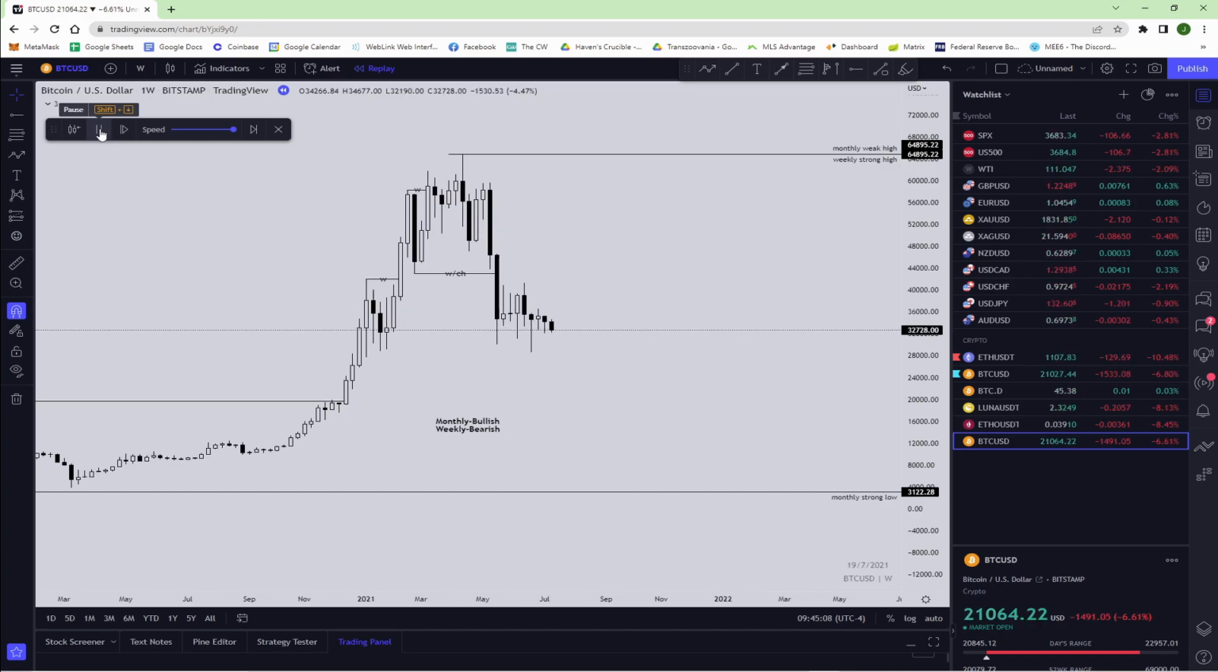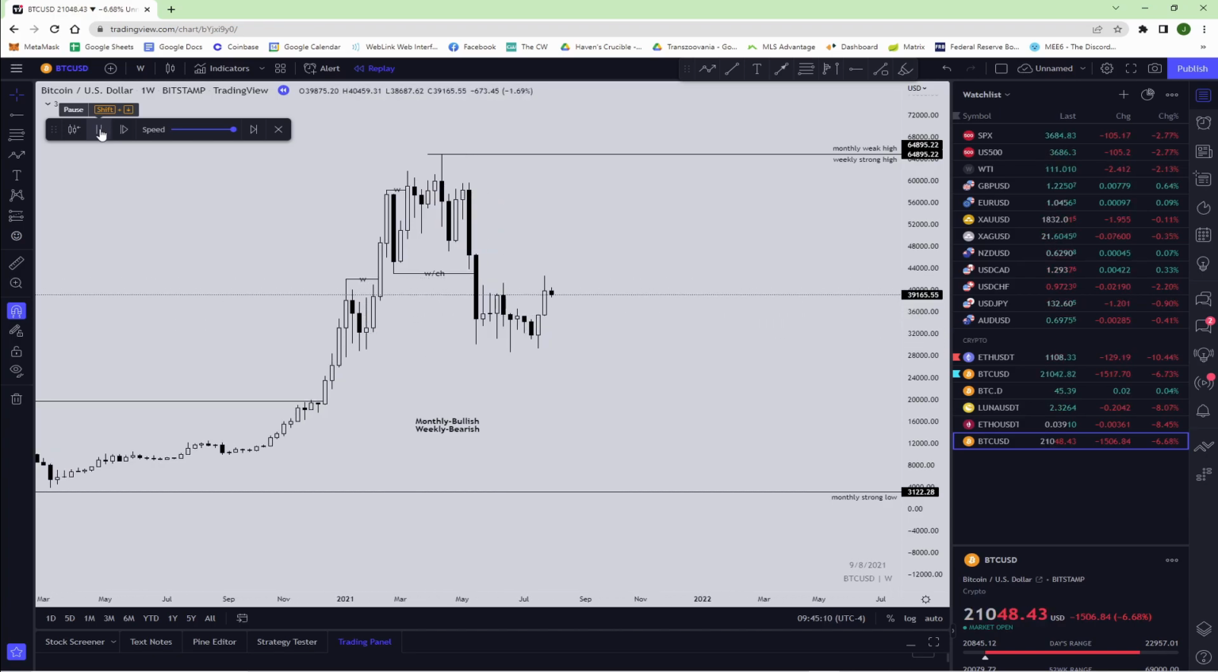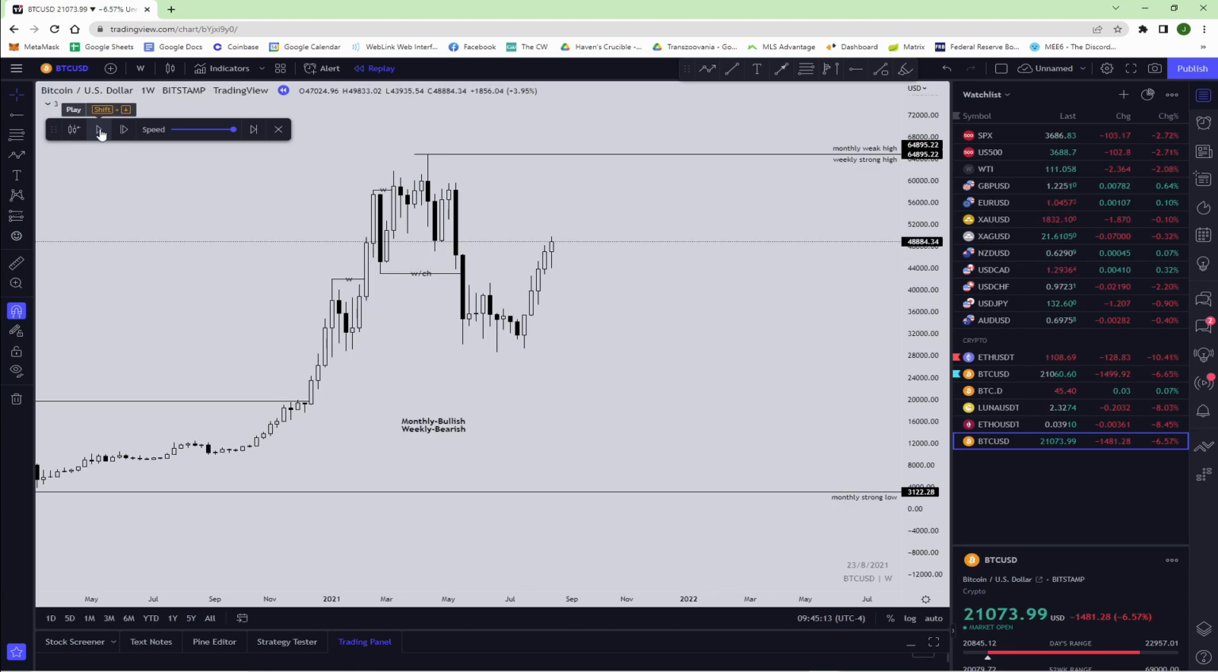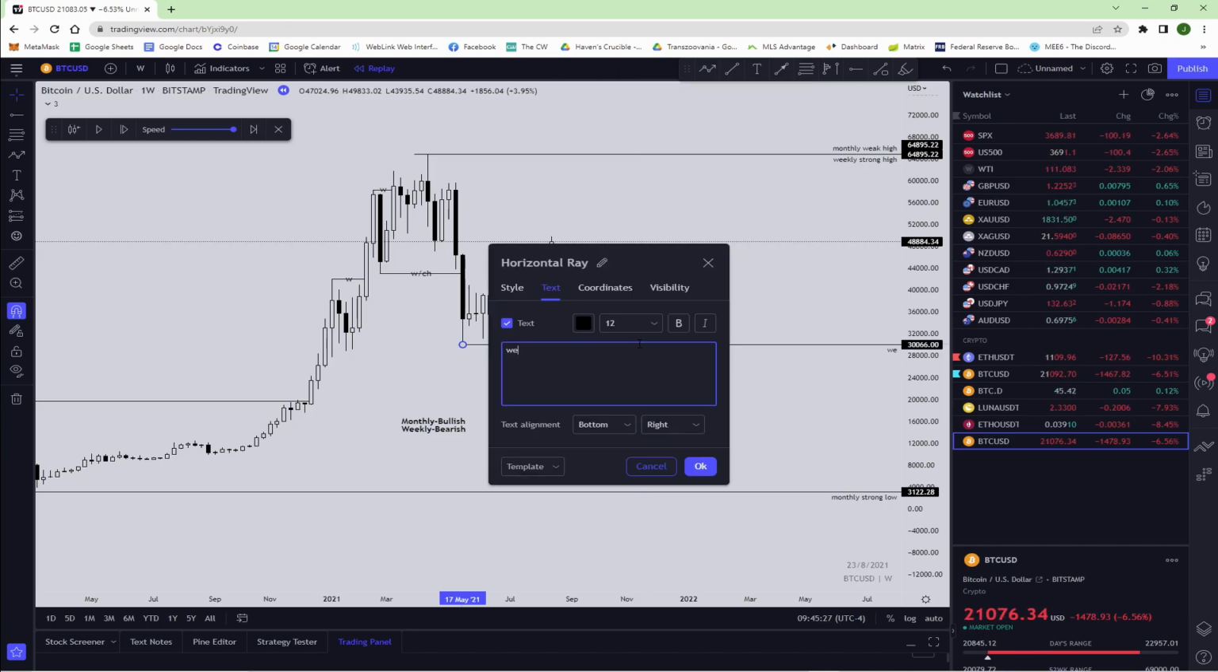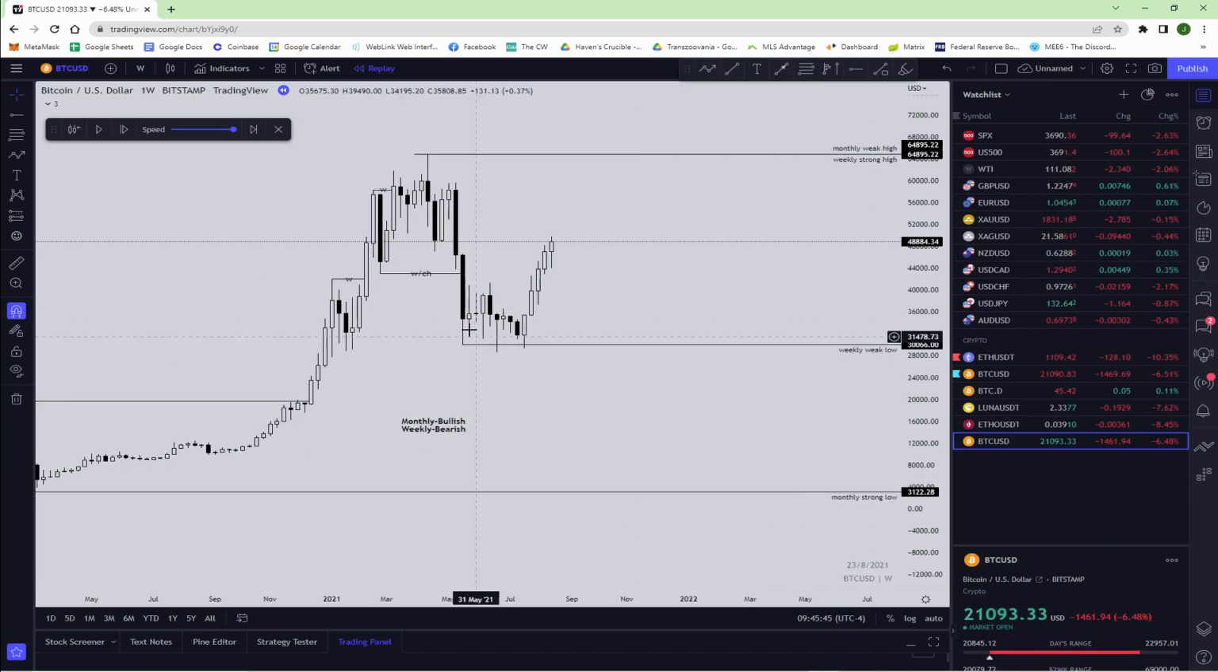We are now in a weekly pullback. You could consider this a weekly pullback. It certainly looks like it. So let's go ahead and mark that. That was our low. This was our weak low.